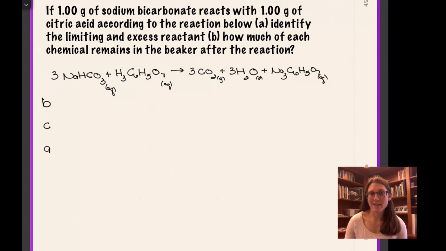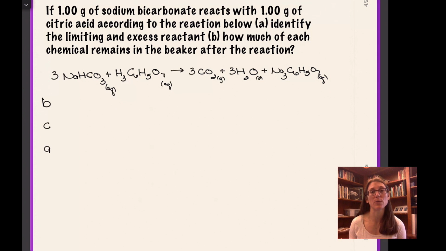Okay, I'm on antacids today. Another common antacid is Alka-Seltzer. It's the tablets you drop in the water and they fizz, and then you drink the remaining liquid. So what's actually making that fizz is the reaction between sodium bicarbonate and citric acid. And so if I had 1 gram of sodium bicarbonate and 1 gram of citric acid, the question is which of those would be limiting, which would be excess, and how much of any products would I make?